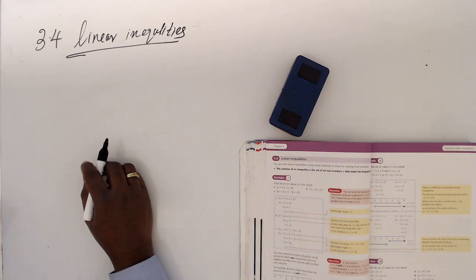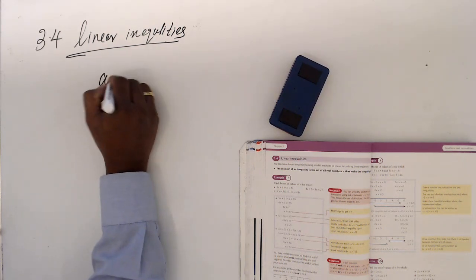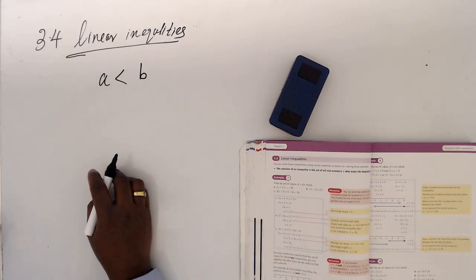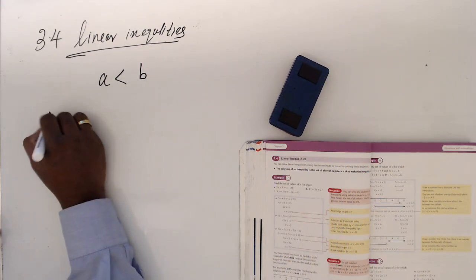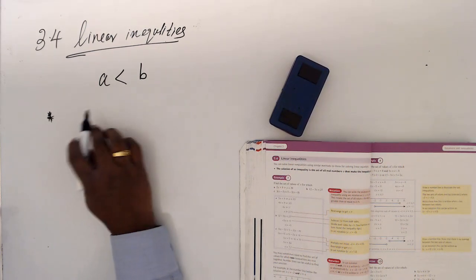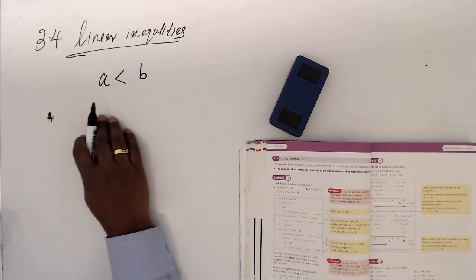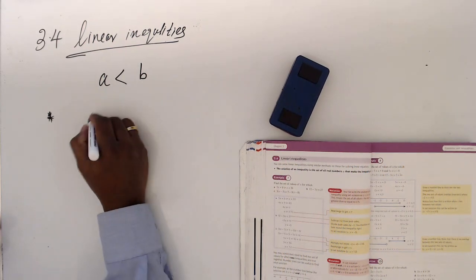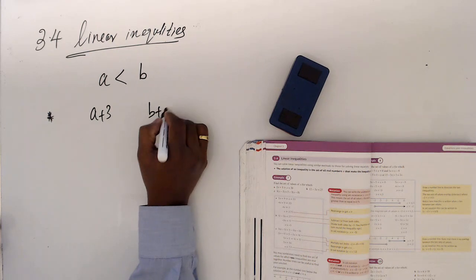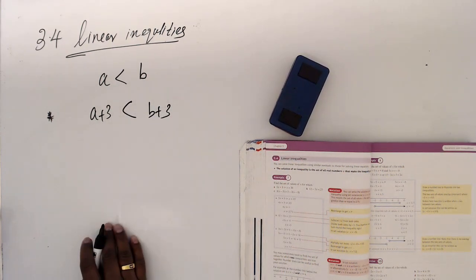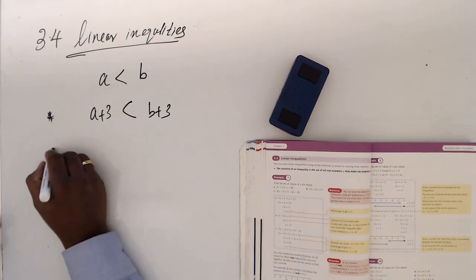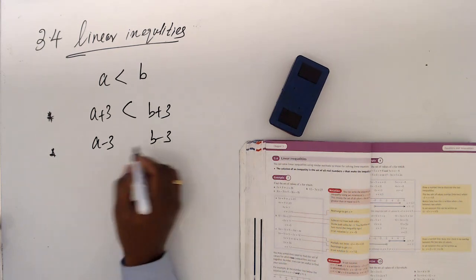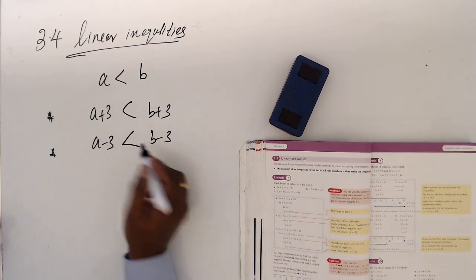Let's discuss linear inequalities. I consider this inequality, A less than B. We will discuss a few basic rules. As you know, we can add any number to the inequality without changing the sign. So I can add 3 to both sides and the sign is still the same. Or I can subtract 3 from both sides, and still the sign is the same.